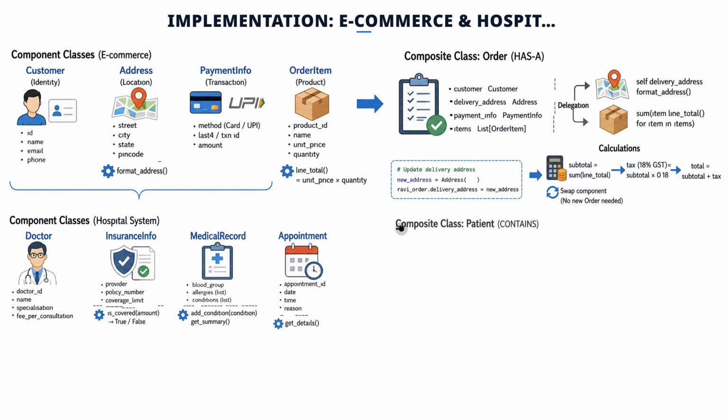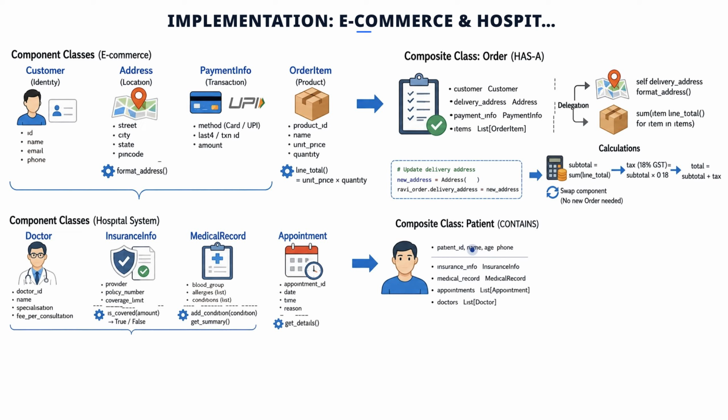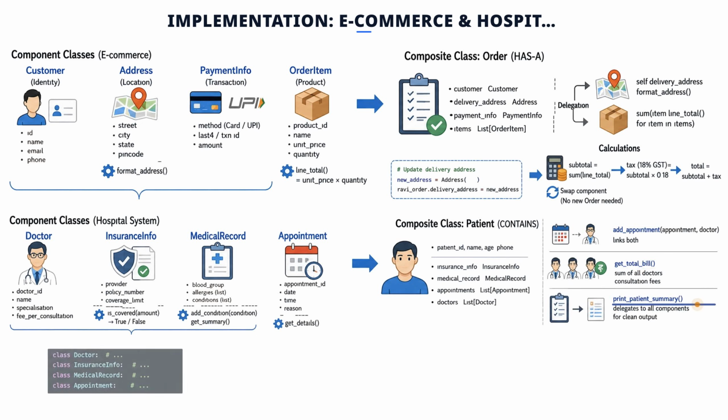Then you create your composite class, called patient. This class contains all the other objects. It has an insurance object, a medical record, a list of appointments, and a list of doctors. Looking at the methods for the patient class on the right, the add appointment method links a doctor to a time slot. The getTotalBill method acts as a coordinator, summing up the consultation fees from all the doctor objects the patient has seen. And the printPatientSummary method delegates the formatting tasks to the individual components, ensuring the output is clean.